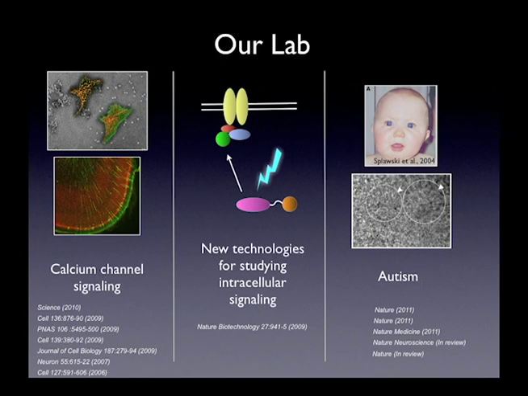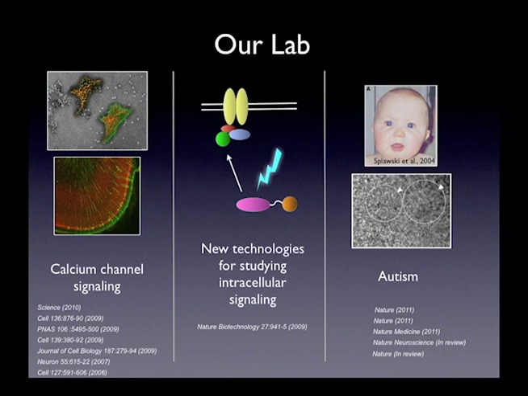So this is sort of what my lab does. There's a part of my lab that still works on ion channel biophysics. There's a little part of my lab that has worked on developing new technologies for studying signaling pathways in cells, taking advantage of light-activated proteins from plants. But most of what we do is really over here. We've been trying to understand autism and using as many approaches as possible.